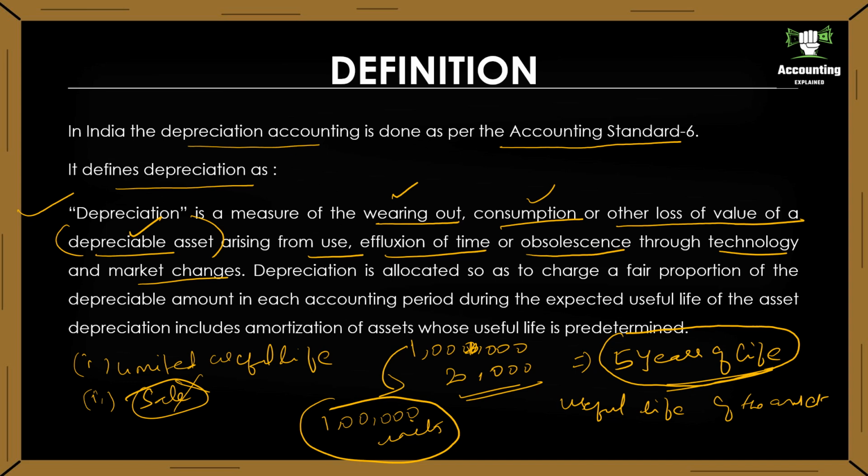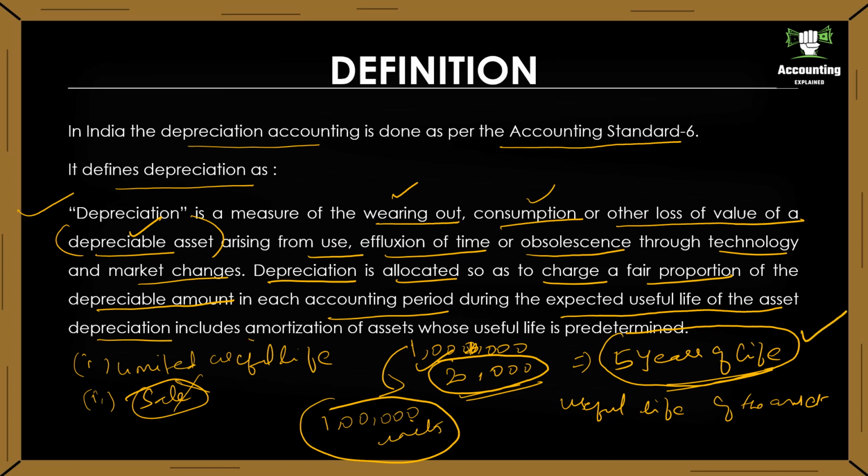Now see here, depreciation is allocated so as to charge a fair portion of the depreciable amount. In the previous example, we assumed the fair portion as 20,000 rupees in each accounting period. Every accounting period, what did we take? 20,000 as depreciation during the expected useful life of the asset. Here the expected useful life of the asset is 5 years.